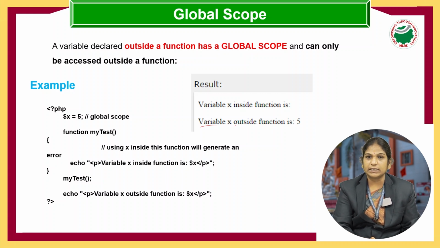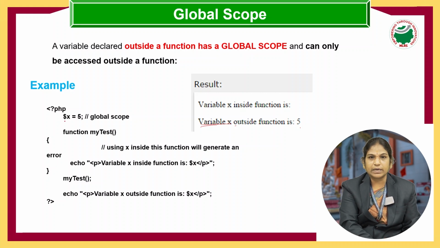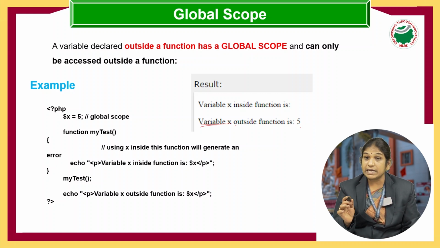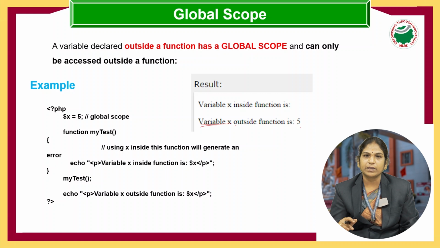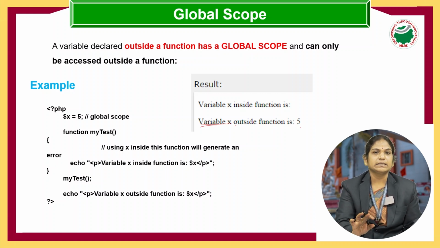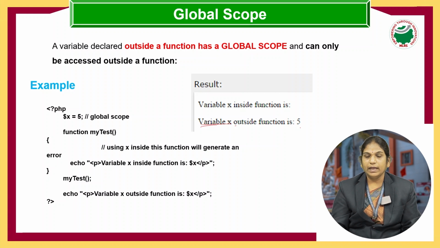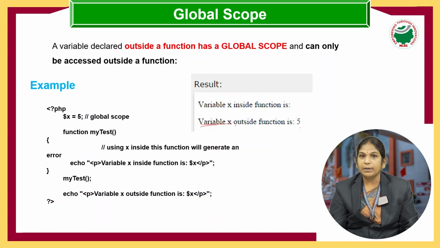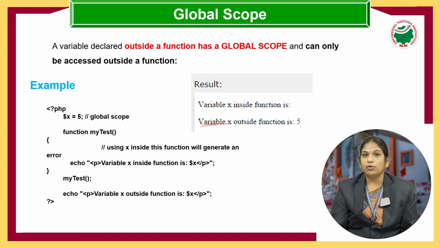Now the second statement will display the output as variable x outside the function is $x. What is the value inside the $x variable? 5. So the second echo statement is displaying 5 as the output. But in the first echo statement, that is variable x inside the function, it is empty. Why? Because a global variable cannot be referred inside the function. And what is the global variable? Any variable declared outside the function, and its accessing can also be only outside the function.